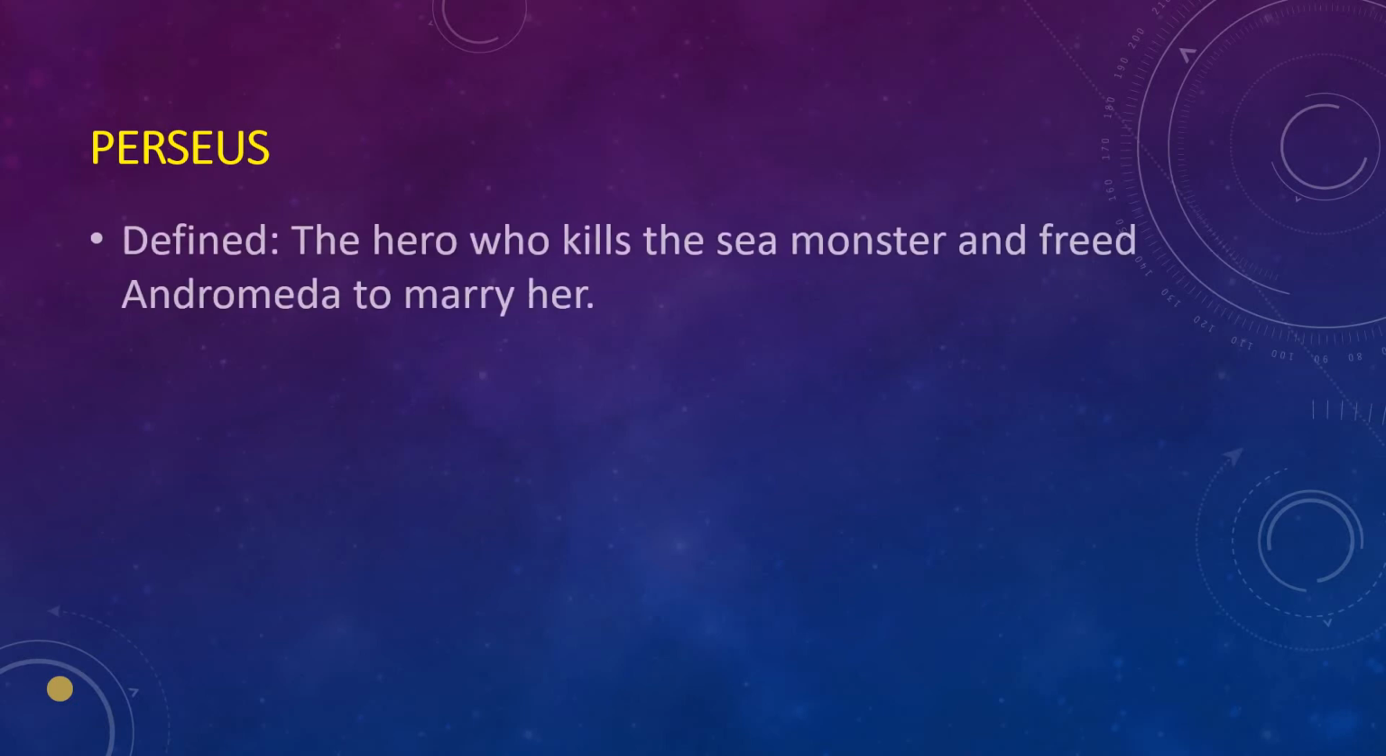All right, let's talk about Perseus, the hero. So Andromeda is trapped to the rock. In fact, Perseus rides on his flying steed. The Pegasus swoops in and saves the girl. In fact, Perseus is the hero who kills the sea monster and frees Andromeda to marry her. By the way, the brightest star in this particular constellation is Algol. Not Al Gore, that's a different person, but Algol.